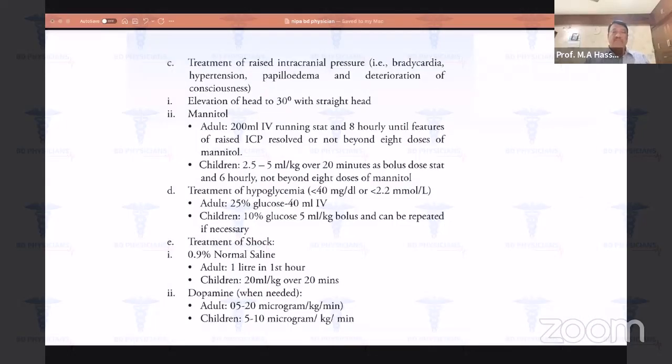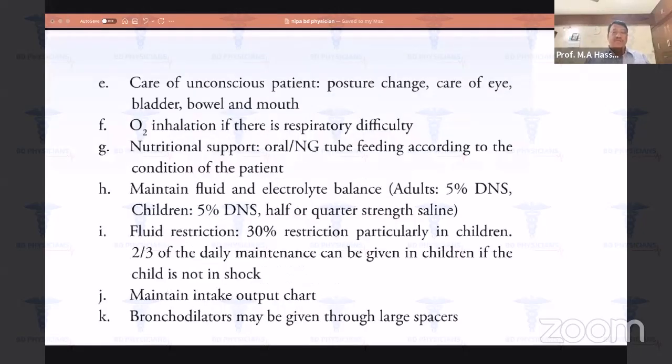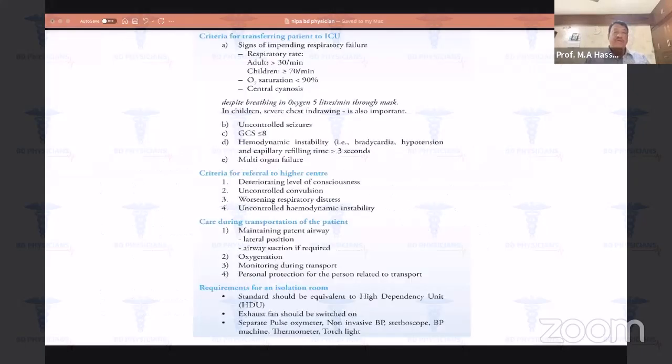There might be raised intracranial pressure or papilledema and deterioration of consciousness. So, to reduce the cerebral edema, we should give steroids, even mannitol, and also treat hypoglycemia and shock, etc. I am not going into detail because it is common practice for every patient. We must take care of the unconscious patient: respiratory support, nutritional support, maintaining fluid and electrolyte balance, maintaining an intake-output chart, and also respiratory support of the infected patient.